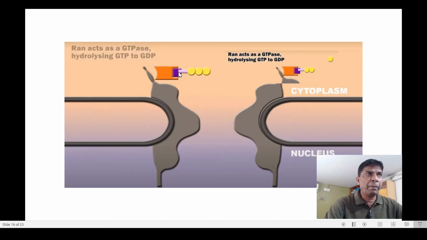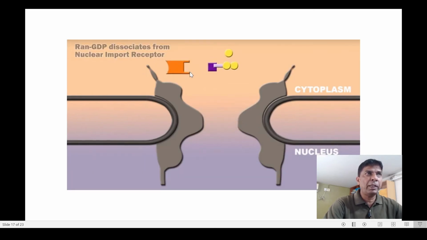Now what happens, this RAN-GTP comes to the cytoplasmic end and hydrolyzes GTP to GDP. This actually dissociates it from the nuclear import receptor.